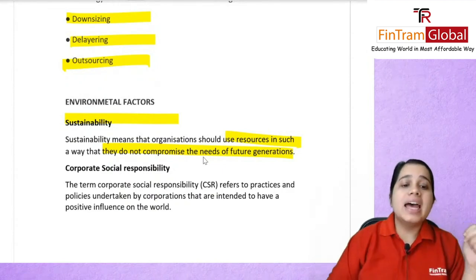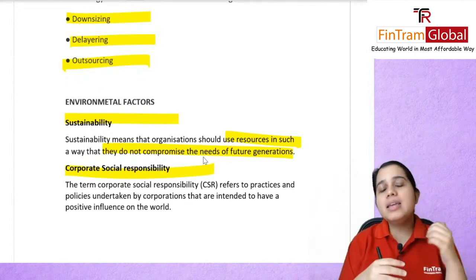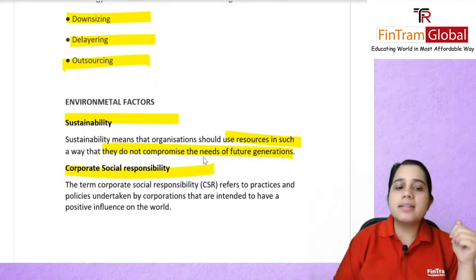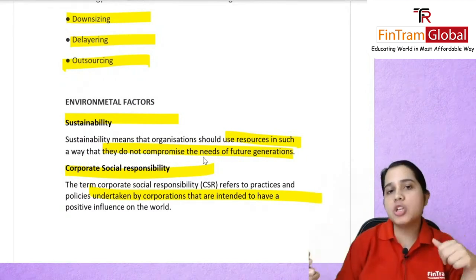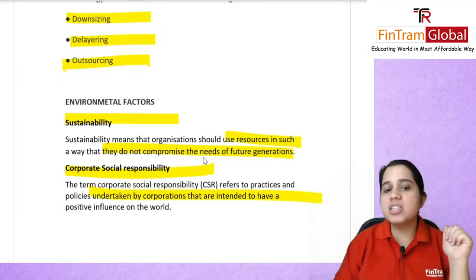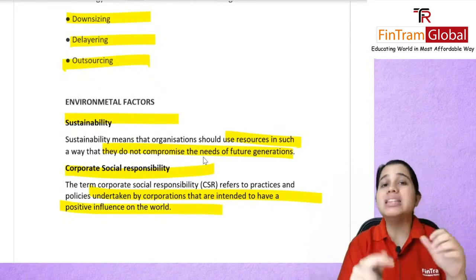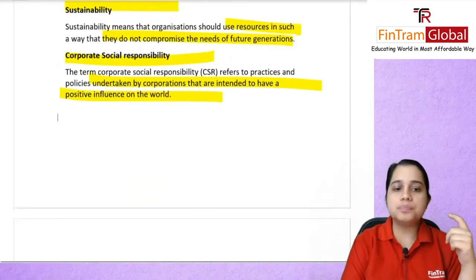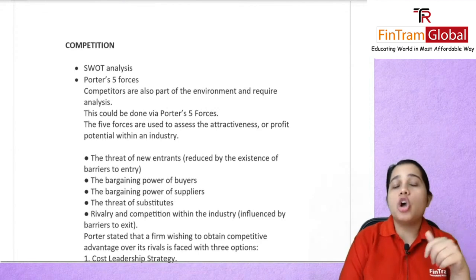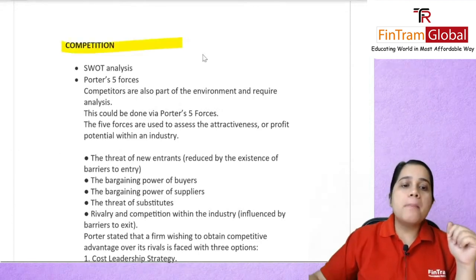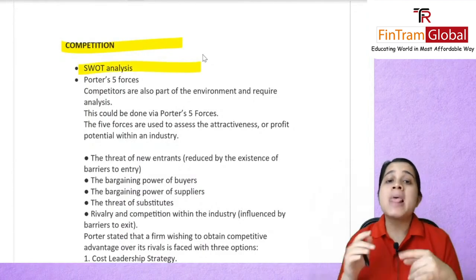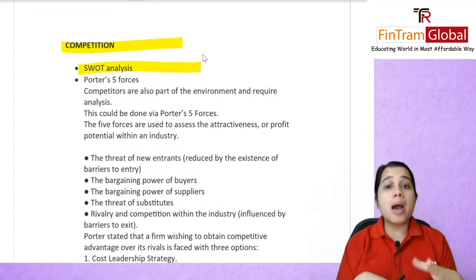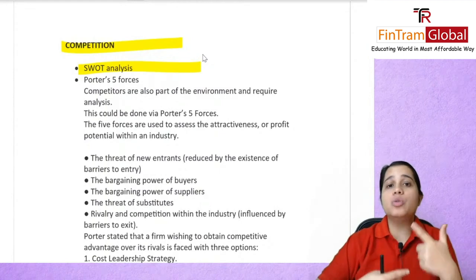Corporate social responsibility refers to the practices and policies undertaken by organizations or corporations to have a positive impact or influence on the world or society. Next is your competition. So, for the competitive forces, you could use the SWOT analysis. If you remember, I had explained this with the help of an example of Coca-Cola, that you would do a SWOT analysis.